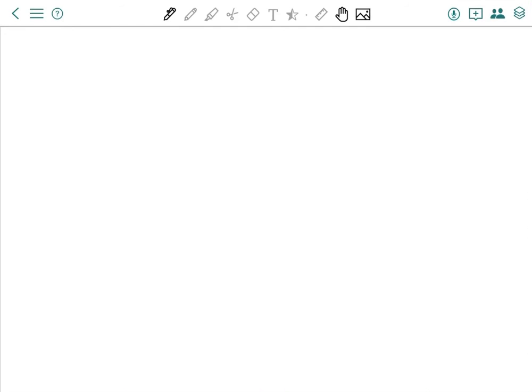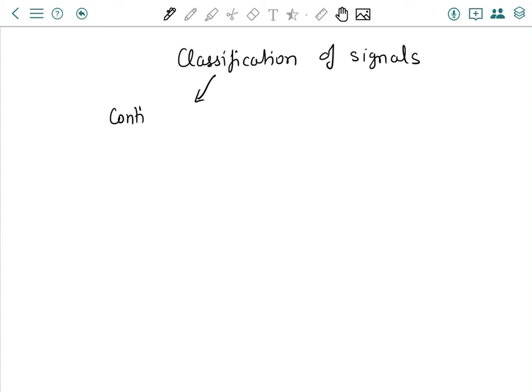Hello everyone. So today we are going to discuss classification of signals. The signal is broadly classified into two categories, that is continuous time signals and discrete time signals.